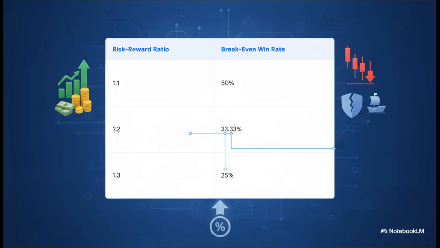And this brings us to the beautiful math of long-term profitability, the risk-reward ratio. The secret is, you don't even need to be right most of the time to make money. If you use a 1-to-1 ratio, sure, you have to win 50% of your trades just to break even. But if you strictly enforce a 1-to-3 risk-reward ratio, meaning you risk 1 unit of capital to potentially gain 3 units, you only need to be right 25% of the time to break even. Think about that. Any win rate above 25% makes you a profitable trader.